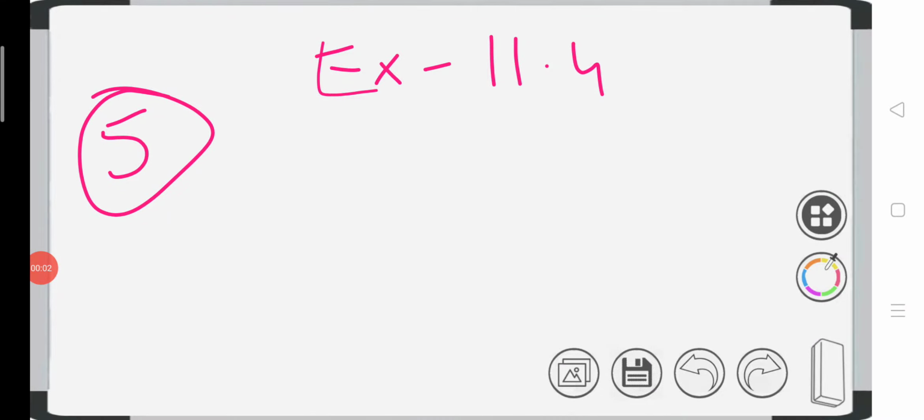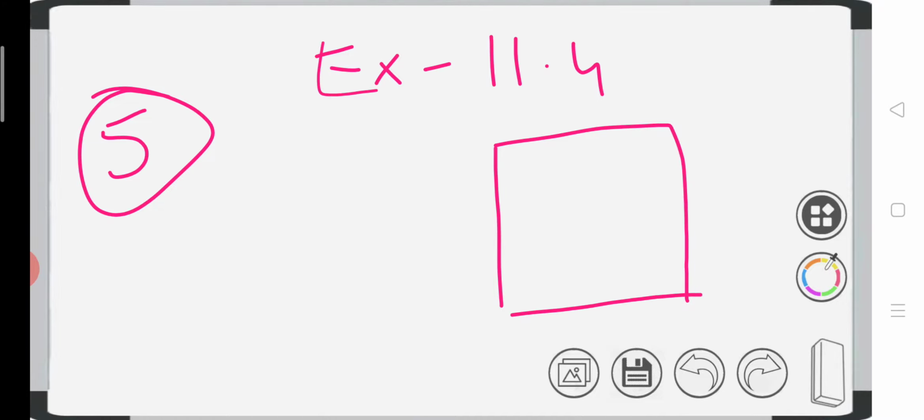Today we are going to discuss some questions of exercise 11.4. So, all of you see question number 5. In question number 5, there is a square of side 30 meter. The side of a square is of 30 meter, and inside this square a path which is of 1 meter wide is to be constructed.